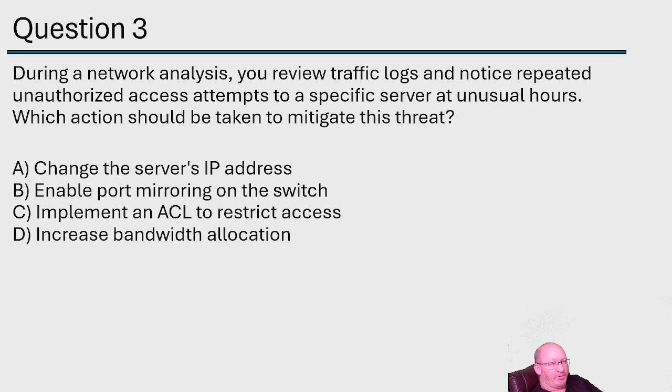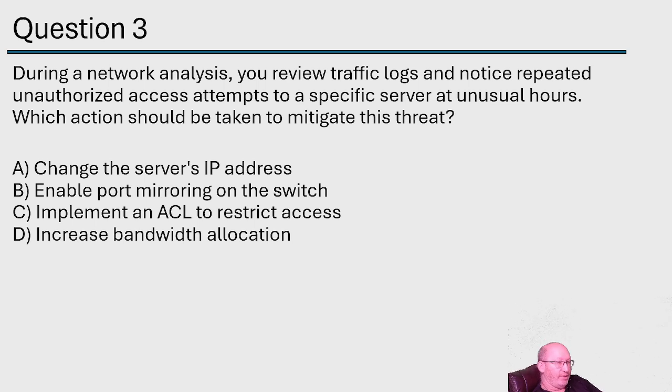We use port mirroring for different aspects, but not really for prevention of access. C, implement an ACL to restrict access. Of course, we can implement an access control list, and an access control list can do a lot of different things, and it definitely controls access into our system, so maybe. A and of course C are our top ones so far. And then D, increase bandwidth allocation. Why would we increase bandwidth allocation? Bandwidth allocation would be for authorized users, right? More people, maybe we're having congestion. That's not the case. We have unauthorized access. So it really comes between A and C on this one.